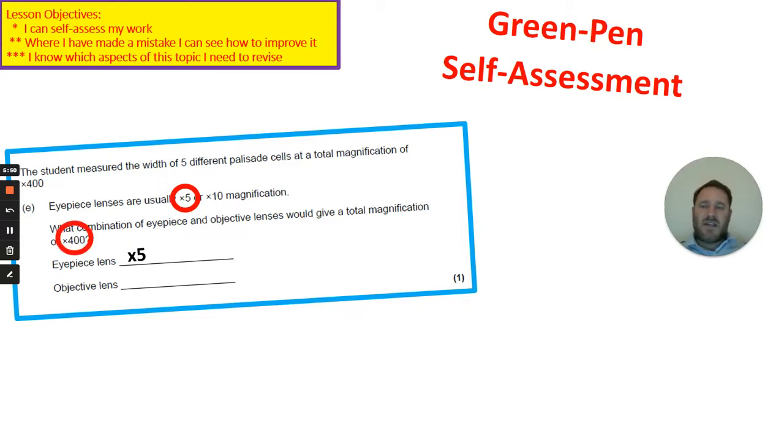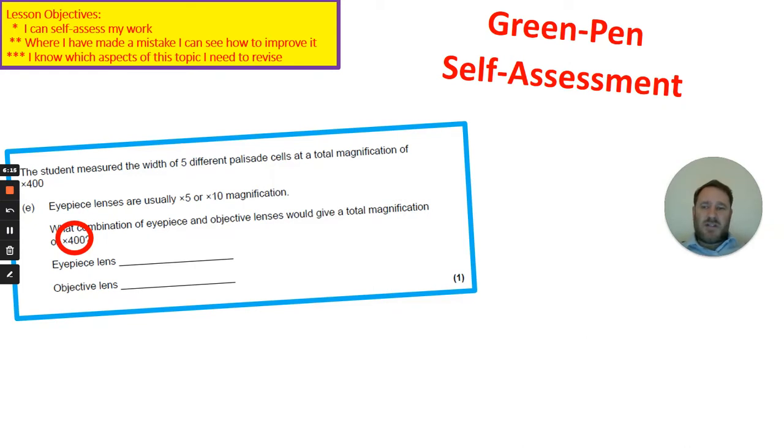Well, the total magnification is given to us as 400. So what we want to do is 5 times something equals 400. So my sum there is 5 times 80 is 400. So the objective lens must be times 80. So 5 times 80 gives you that 400. So that's one way that you could have worked it out, and that's fine, and you would have got 1 mark for it.